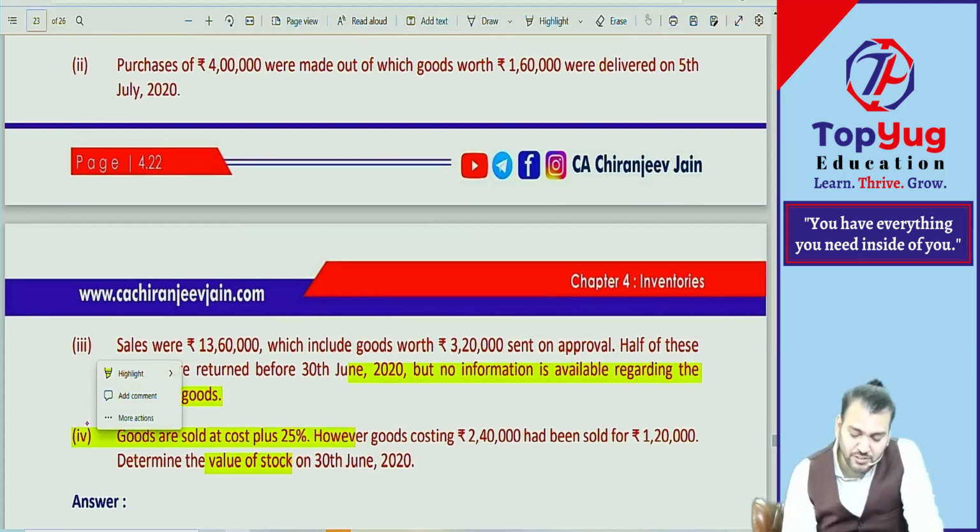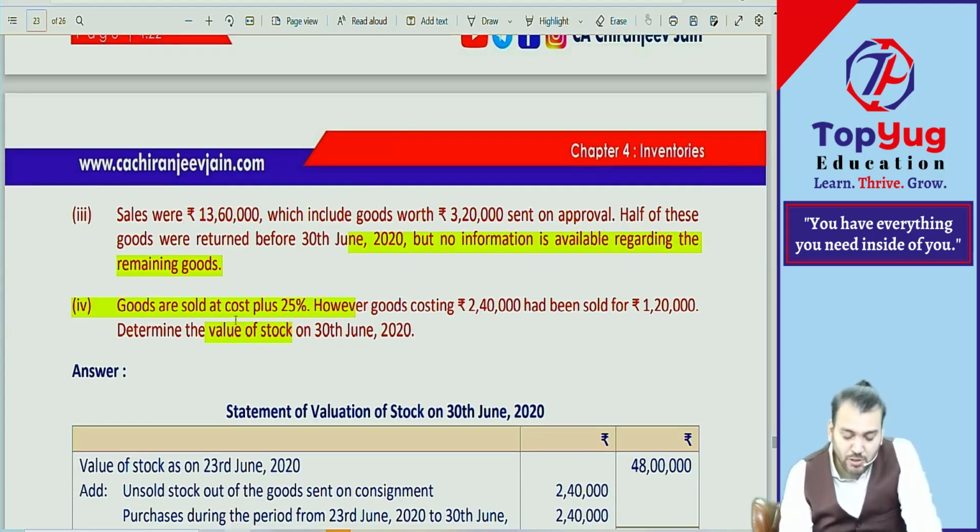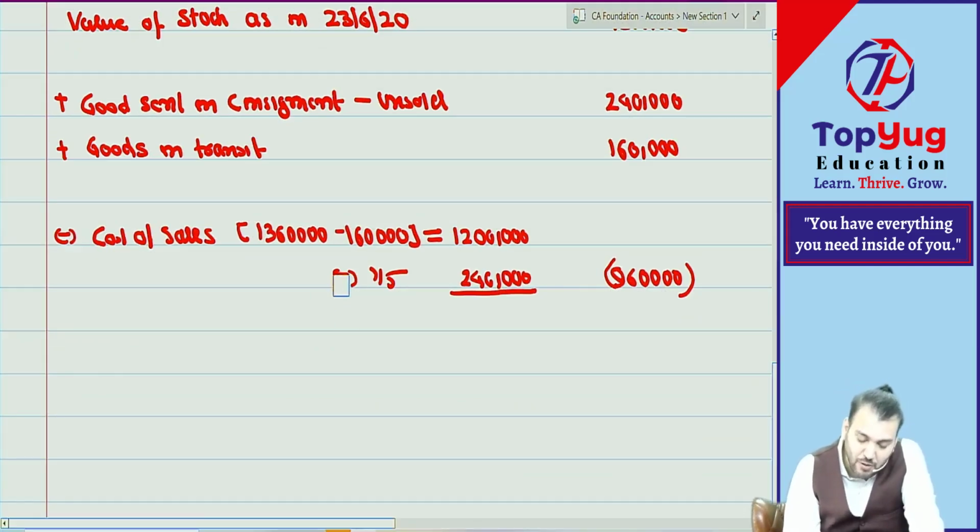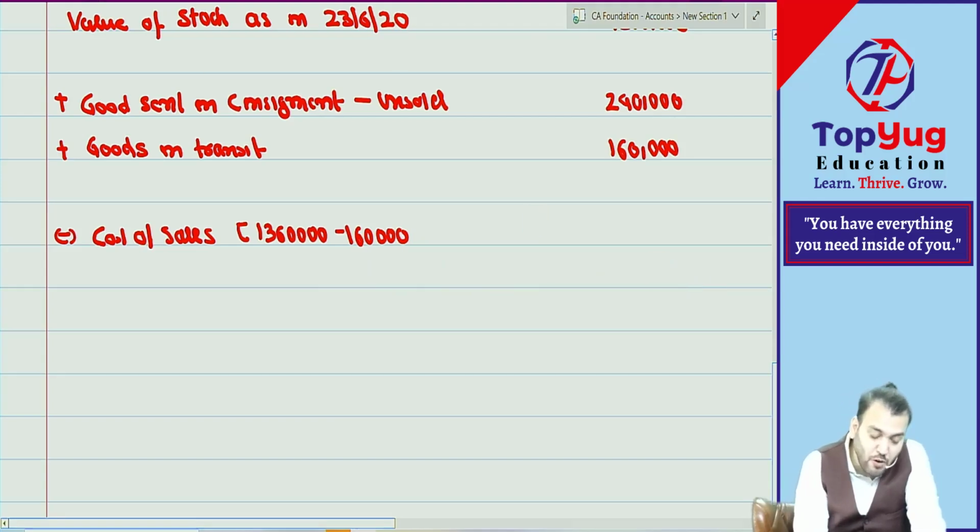But point number 4 is there, we need to read that also. Goods are sold at cost plus 25%. However, goods costing rupees 2 lakh 40,000 have been sold for rupees 1 lakh 20,000. Means there are some goods which were sold at loss. So just try to understand, everyone. If from this we deduct 1 lakh 20,000, this becomes wrong actually. Why? Because we have calculated profit on all. Out of 13 lakh 60,000, 1 lakh 60,000 is not yet sold. Minus how much, not sold at normal profit margin.